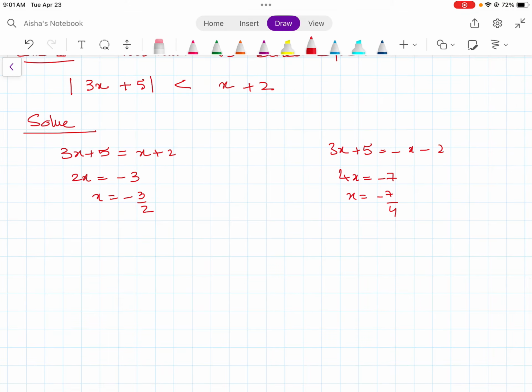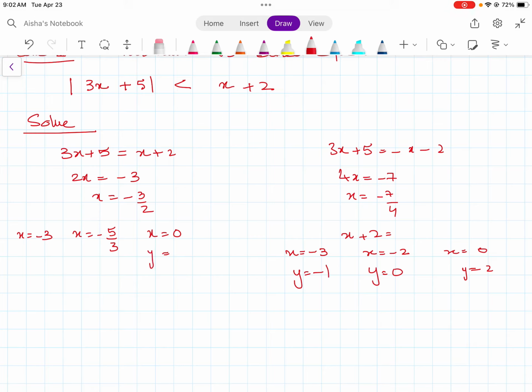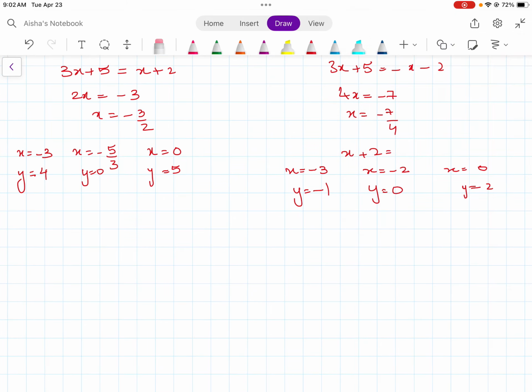Now let's sketch it. If I draw x plus 2, then when x is minus 2, y is 0. When x is 0, y is 2. I think 2 points are more than enough. So when x is 0, y is 5. Over here y is 0. Minus 9 plus 4 is minus 4, which comes out and becomes a plus 4. So these are the points.